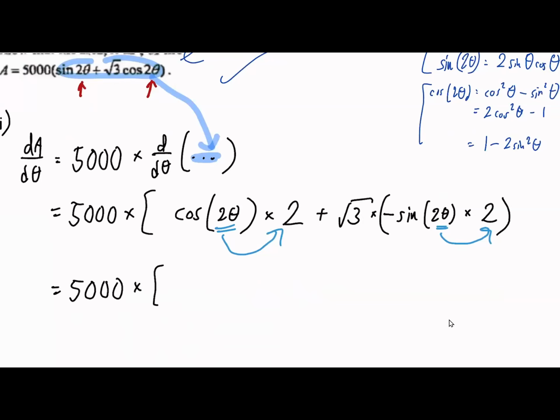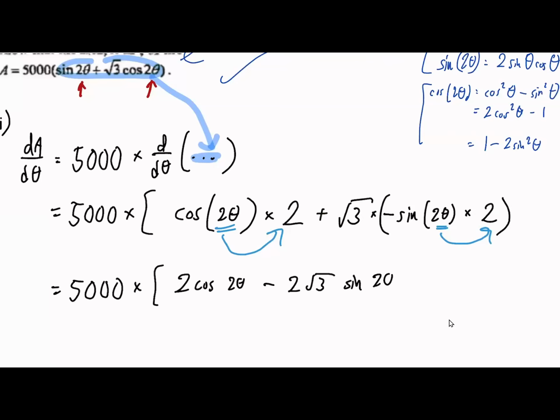The 5,000, leave alone. This guy is 2 cos 2 theta. I don't need the times symbol anymore. In fact, I don't even need the brackets anymore. Here I have a positive times a negative 1 times a 2. So that gives me a negative 2 root 3 sine 2 theta.